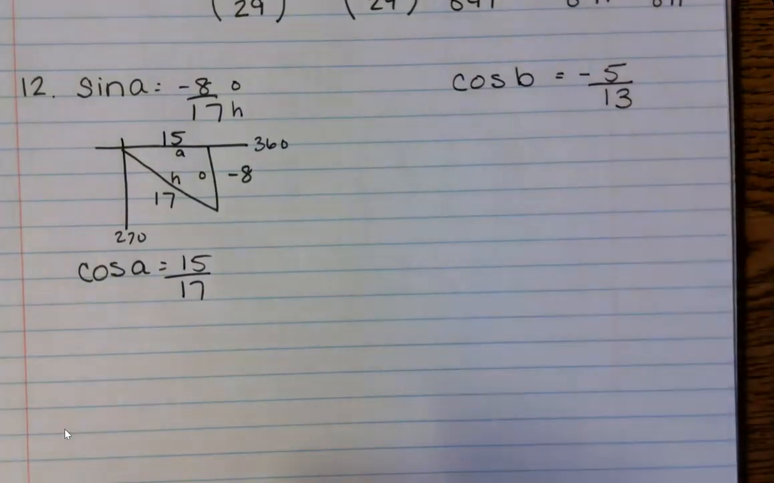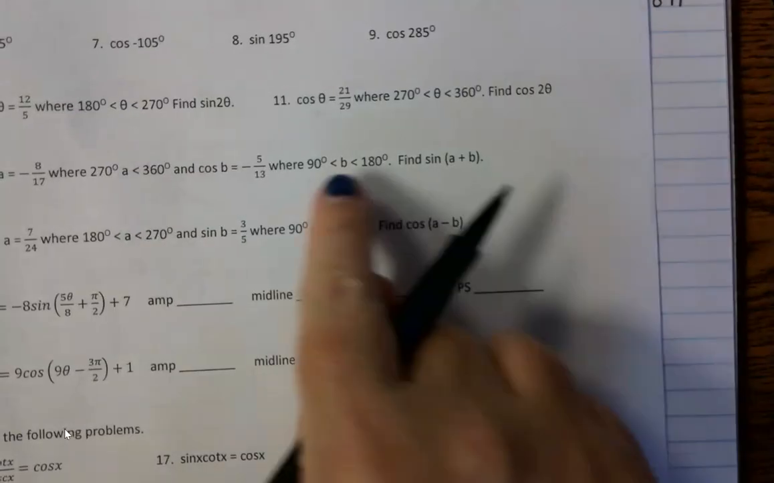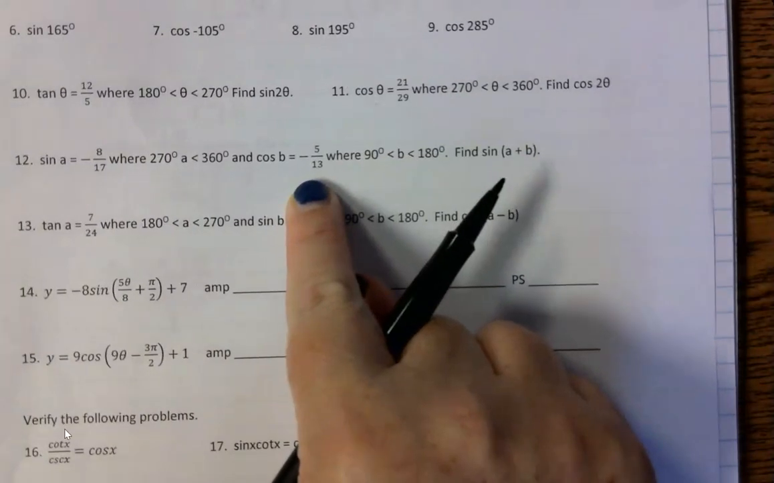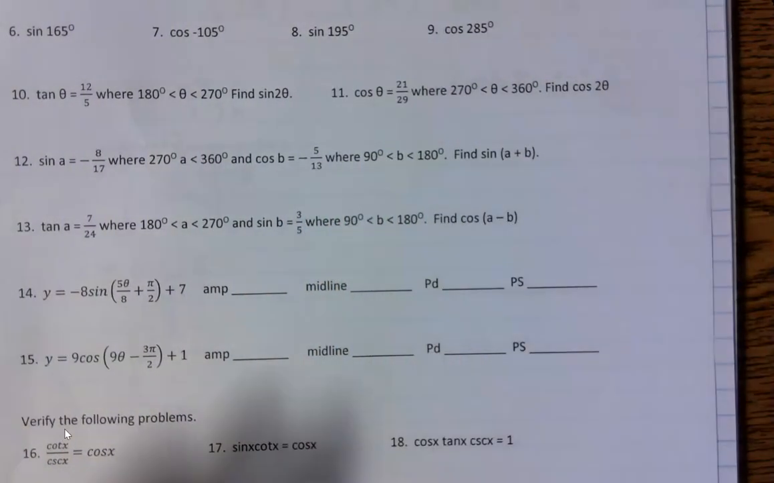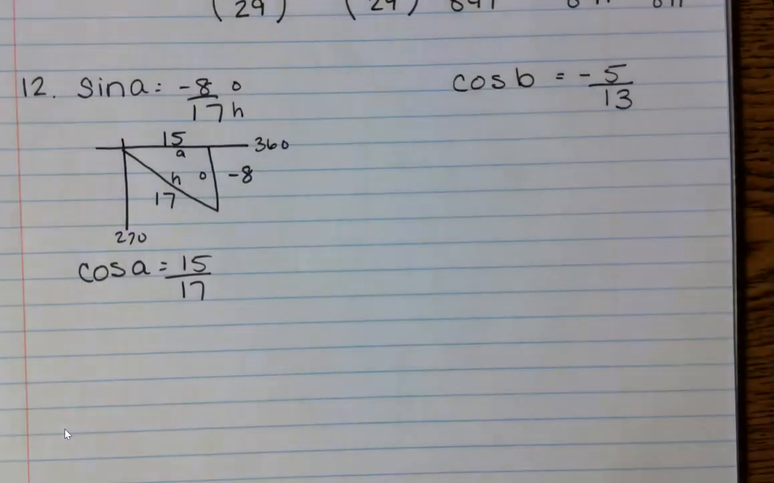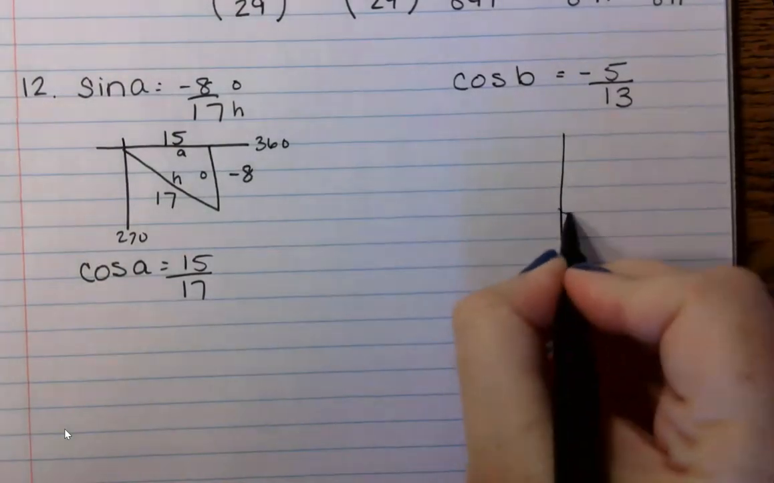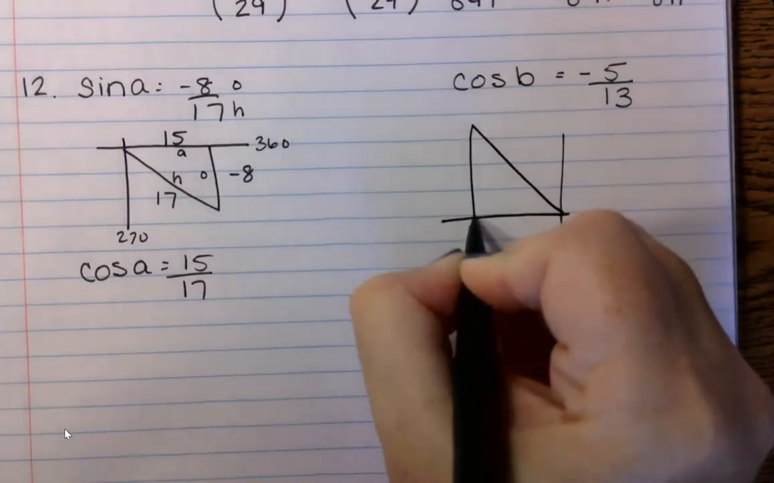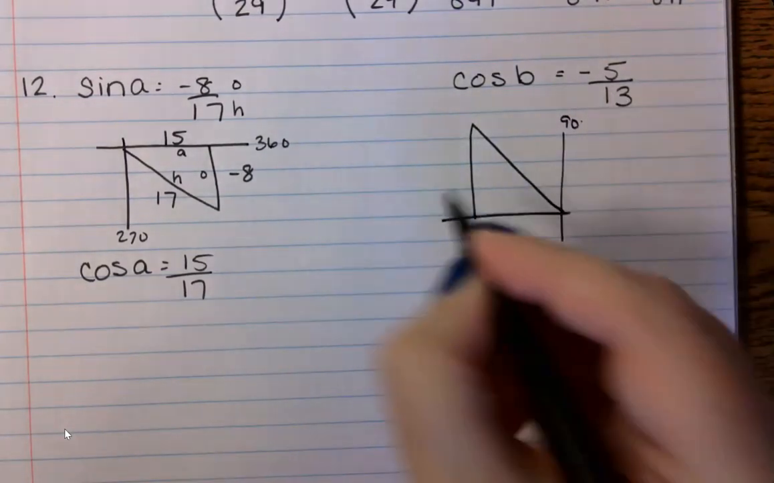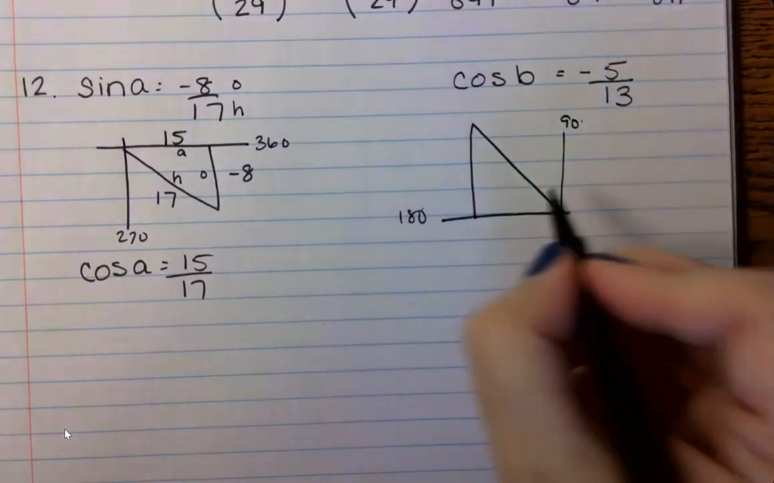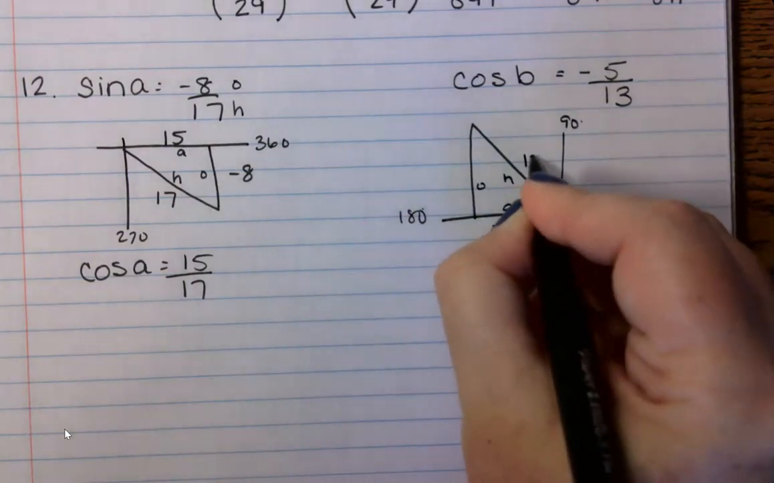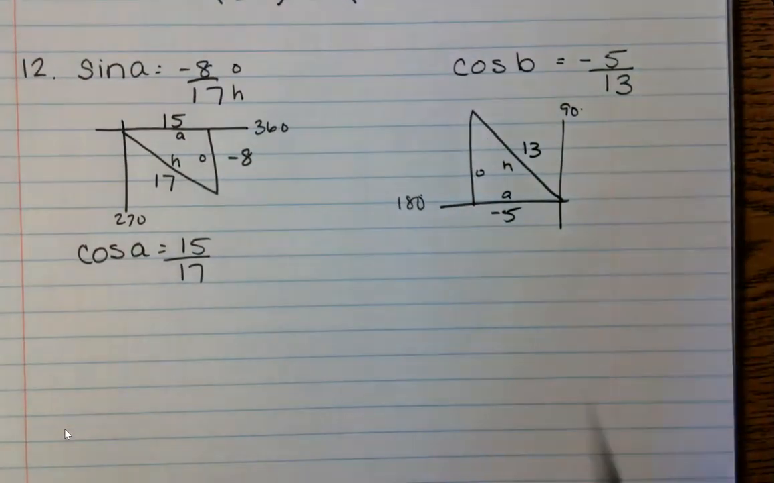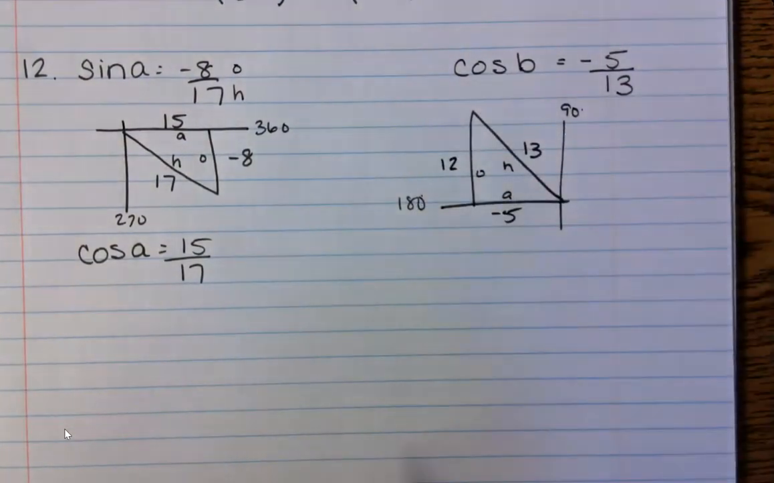Then on number 12, B, we're between 90 and 180, so that's going to be in quadrant 2. So this is 90, and here's your 180. So A, O, H: -5 and 13. Our missing side is going to be 12.